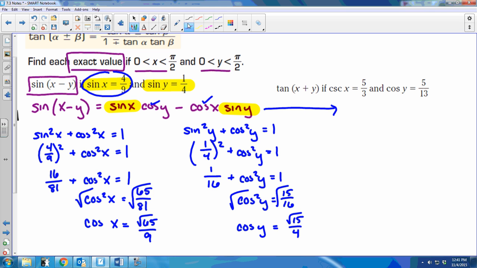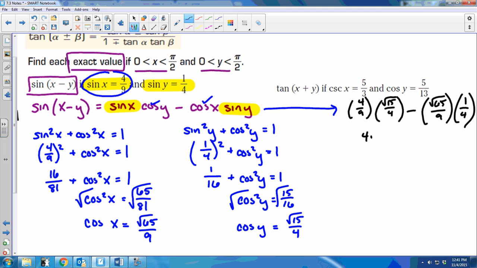So yeah, sine x is 4/9. Cosine y is the square root of 15/4. Cosine x is the square root of 65/9. And sine y is 1/4. So I just fill it in the identity. We're going to multiply fractions. Multiplying fractions is easy because you just multiply straight across. We're going to combine it into one fraction.